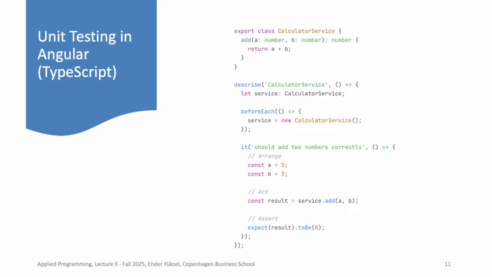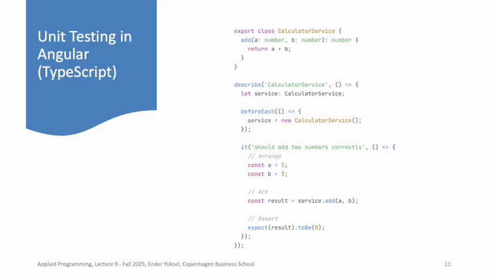The before each function runs before each test. This is where we do setup work. Here we create a fresh instance of calculator service before each test. Why fresh each time? To ensure tests are independent. One test doesn't affect another.